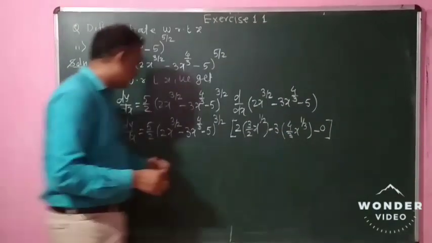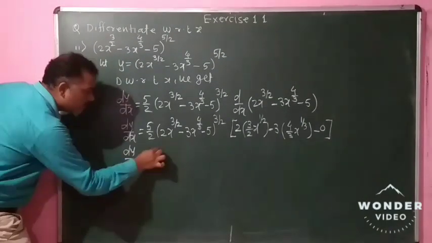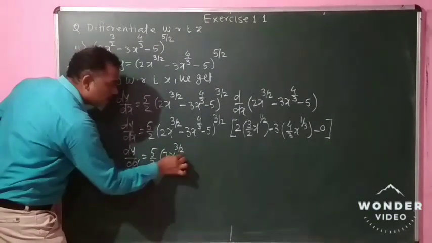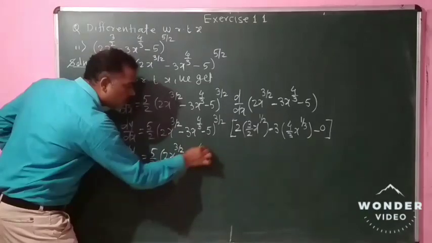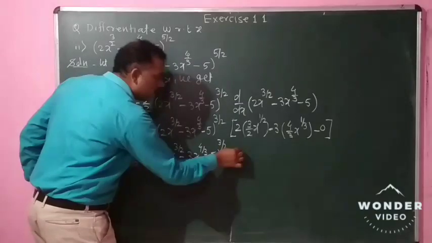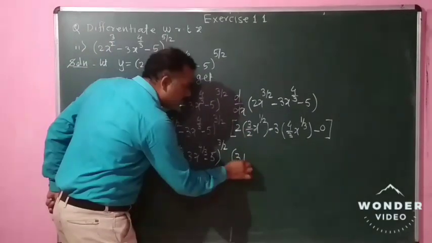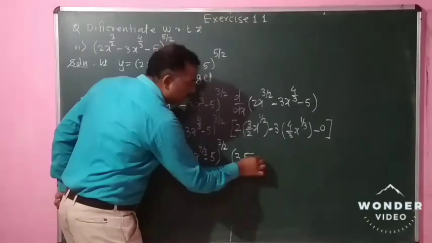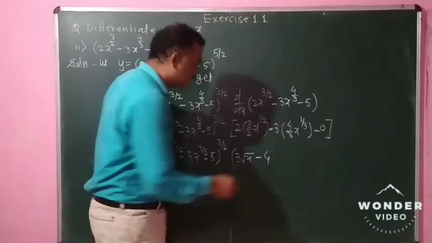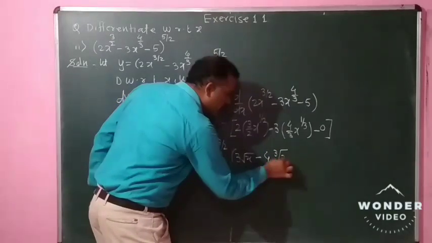We rewrite as it is: dy/dx is equal to 5/2 into (2x^(3/2) − 3x^(4/3) − 5)^(3/2). Now we simplify this. The 2 gets cancelled. 3 into x^(1/2) is nothing but 3 root x. Minus, the 3 gets cancelled, 4 as it is. x^(1/3) is nothing but the cube root of x.